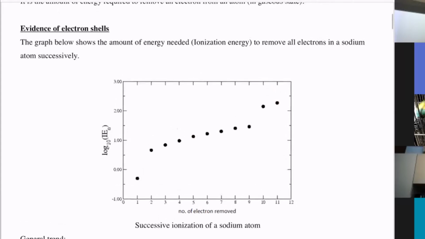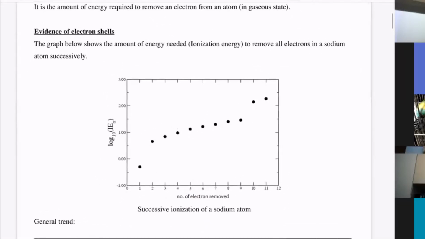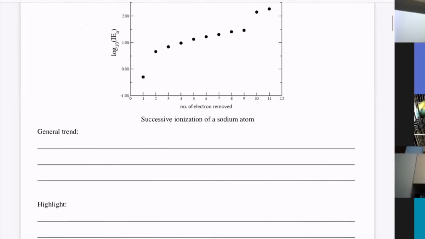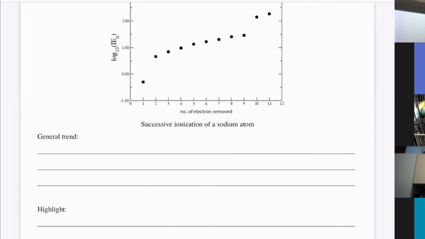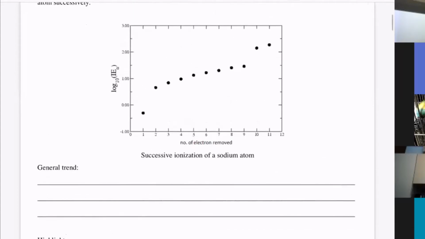Okay, so look at this graph. I want you to fill in 2 parts from this graph. What's a general trend you could read from this graph? And did you see any exceptions or any highlights you want to describe on this graph? Think about these 2 questions. Later, I'm going to ask you to say your answer.